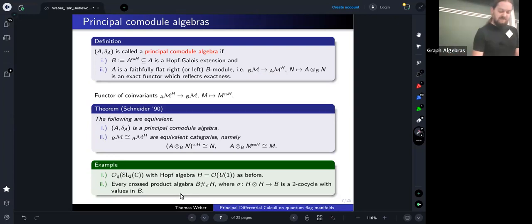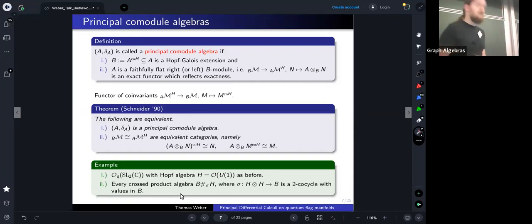So what does this functor do? It's from left B modules into Hopf modules. Hopf module means you have a left A action and a right H coaction, and they are compatible in the sense that the coaction is left A linear. What does the functor do? It takes a left B module and maps it into this module here. That is then a Hopf module with action and coaction, just the ones on A.